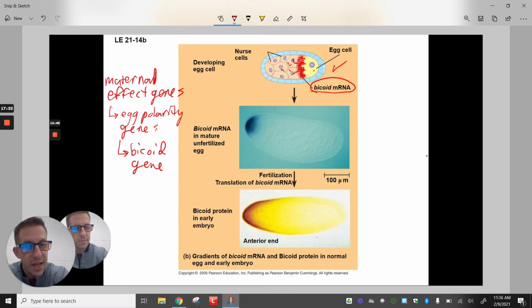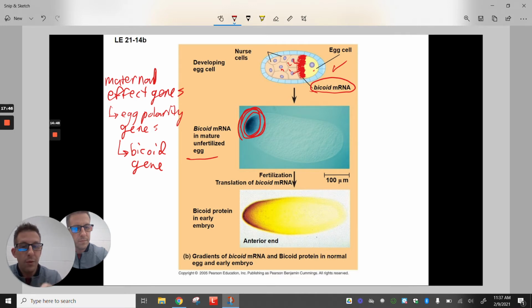And so we can see that in an actual microscope picture. We can see the bicoid mRNA concentrated in this region, which would basically correlate to what I've drawn all over the red at the top. Okay, so this dark blue area is actually bicoid mRNA that has yet to be translated. Okay, so this is what happens just before fertilization.